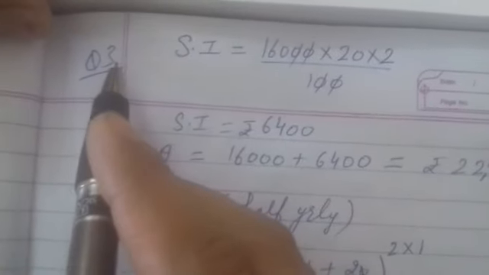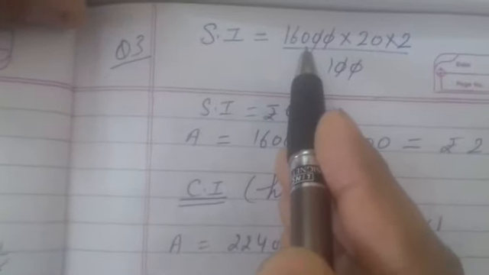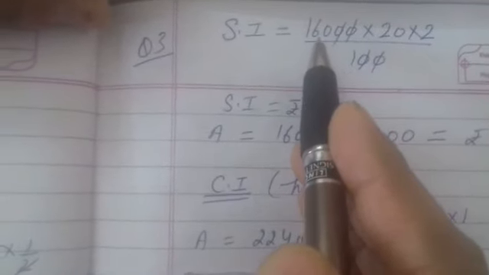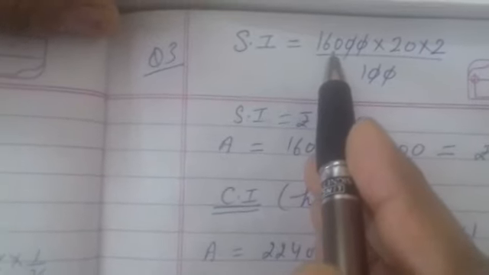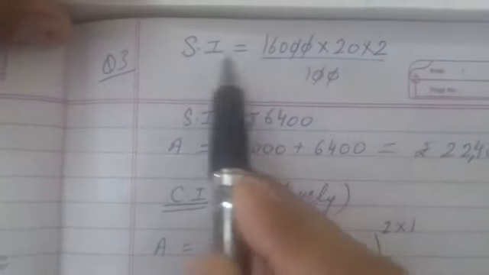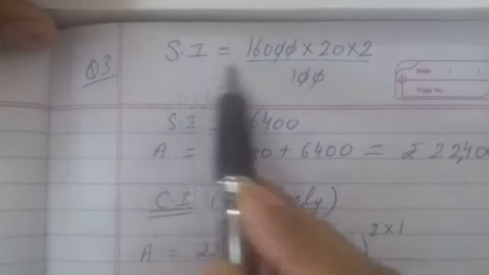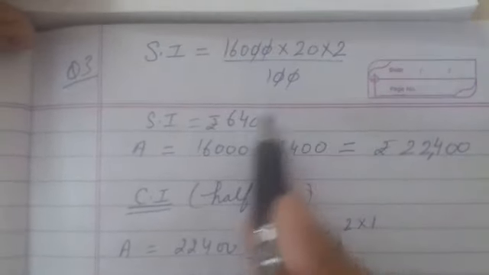Third question of C exercise. A man borrows 16,000 for 3 years under the following terms: 20% simple interest for the 2 years. For a total of 3 years he borrowed the money, but for the first 2 years he paid simple interest. So let's find out the simple interest for 2 years by putting the values in this formula.